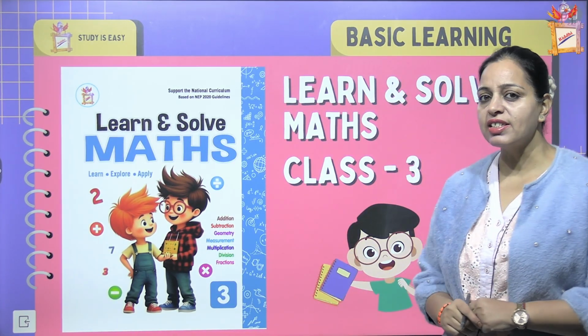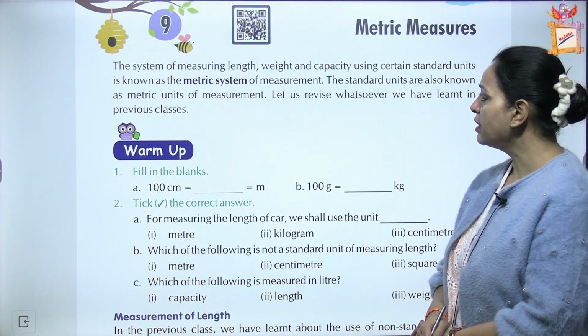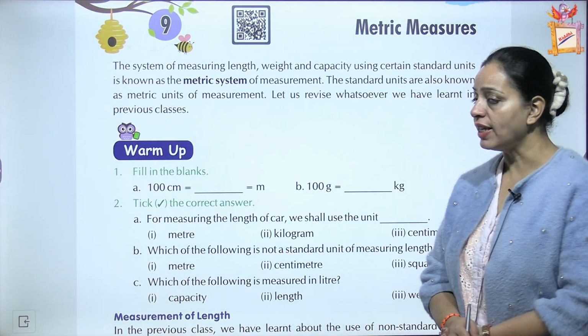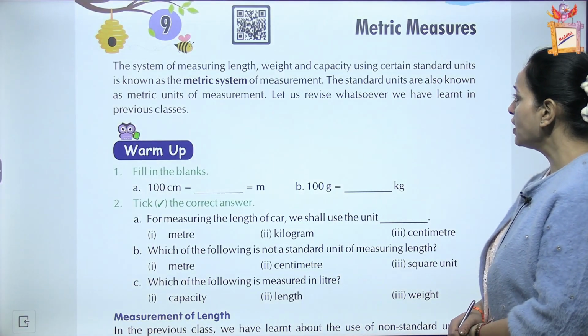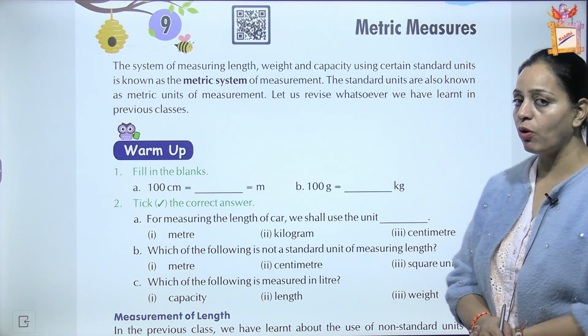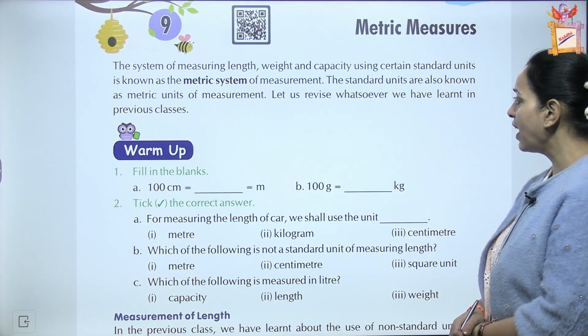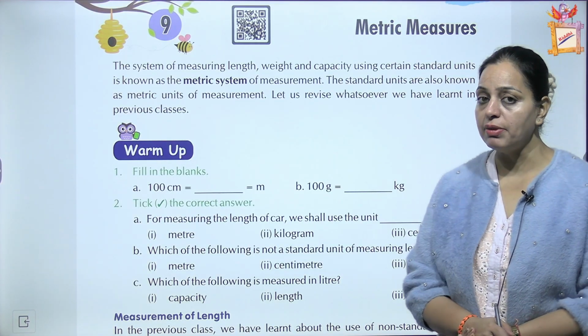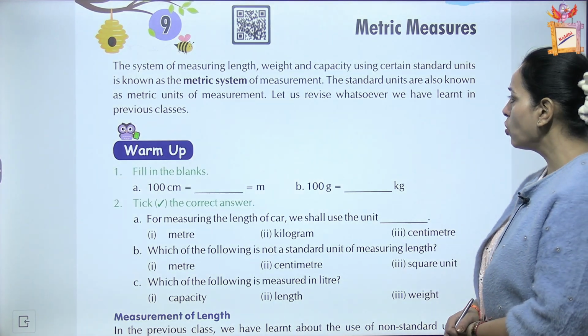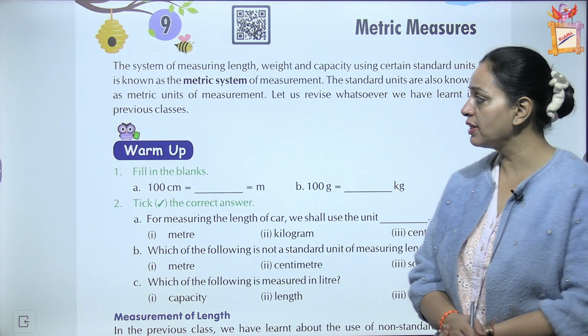So let's start. Chapter 9, Metric Measure. The system of measuring length, weight and capacity using certain standard units is known as the metric system of measurement. The standard units are also known as metric units of measurement. Let us revise whatever we have learnt in the previous classes.